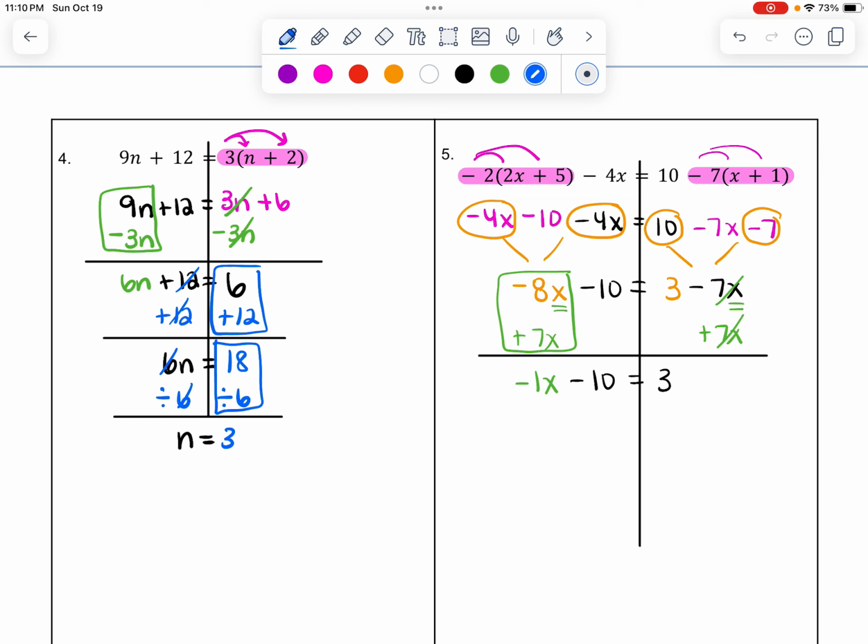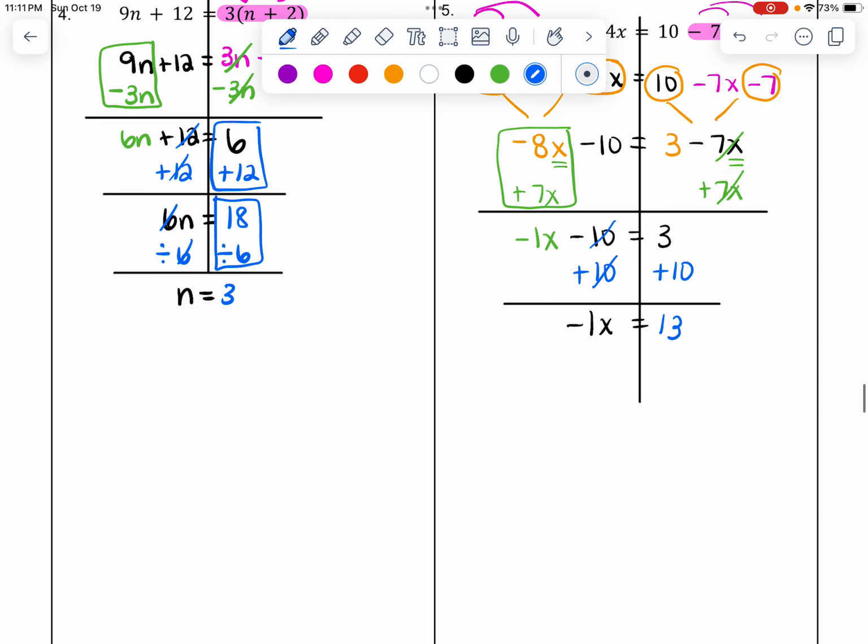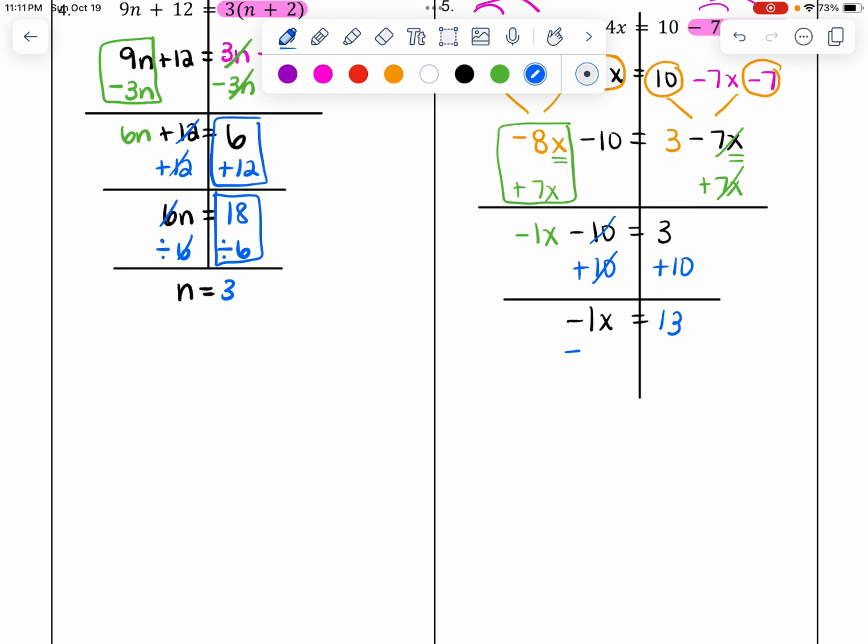Last but not least, I'm going to get the x by itself. So I'm going to add 10 on both sides, which means I can cancel the 10s, and I get negative 1x equals 3 plus 10 is 13. Then I'm going to divide by negative 1 to get the x by itself. And so I get x equals 13 divided by negative 1, which is negative 13.